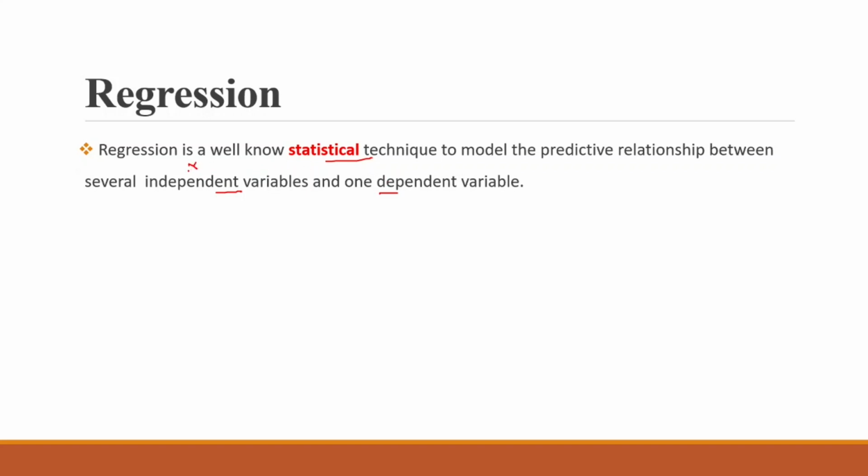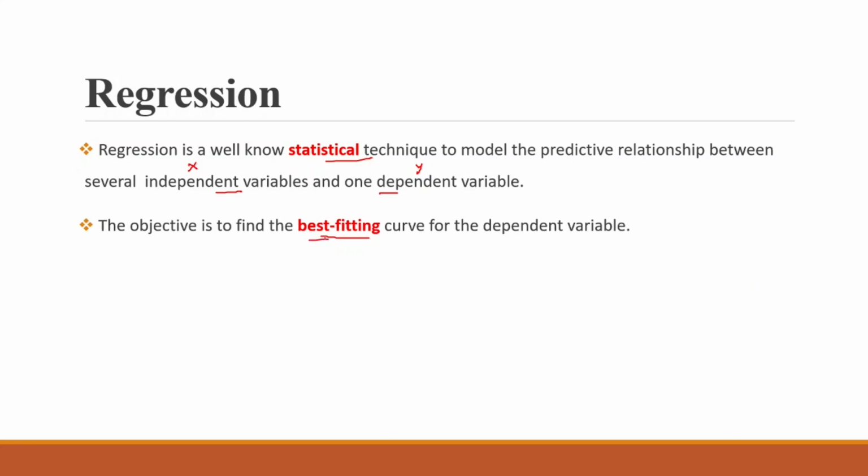Based on that I should be able to predict the value of a dependent variable. So these are the x values and this will be the y value. The objective is to find the best fitting curve for the dependent variable. Obviously we'll be having a graph where we will be finding the relationship between the independent variables and dependent variable, and the objective is to find the best fitting curve in this graph. We will get a clear idea once we look into some examples. And this curve could be a straight line or it can be a non-linear curve.